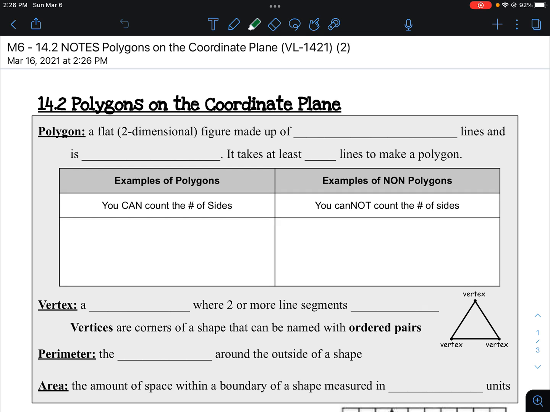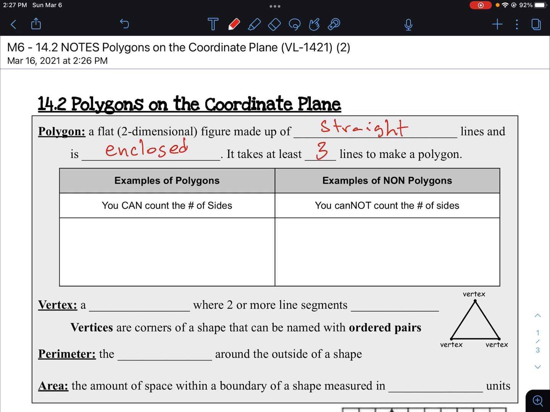In this video, we are going to learn about polygons on the coordinate plane. So let's begin. Let's start with a little vocabulary. A polygon is a flat or two-dimensional figure made up of straight lines and is enclosed. Enclosed, we'll talk about what that means, but it goes all the way around, I guess is one way to think of it. It takes at least 3 lines to make a polygon.